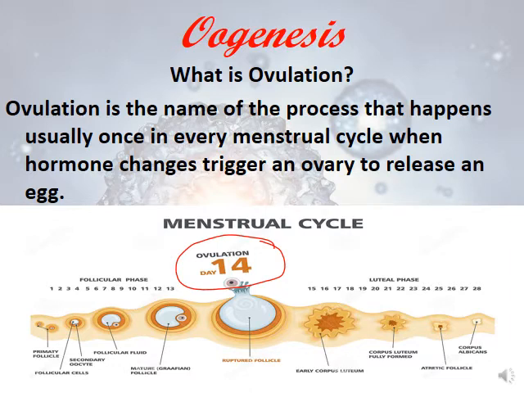So we have the primary follicle first, then the secondary, and then the tertiary and Graafian follicle. The Graafian follicle ruptures at day 14 to release the egg. This is called menstruation. Then we have the early corpus luteum, the corpus luteum, and then the corpus albicans. We're going to talk about them later on. So this is ovulation, the process that occurs once every menstrual cycle at day 14, and the hormonal changes will trigger the ovary to release an egg.